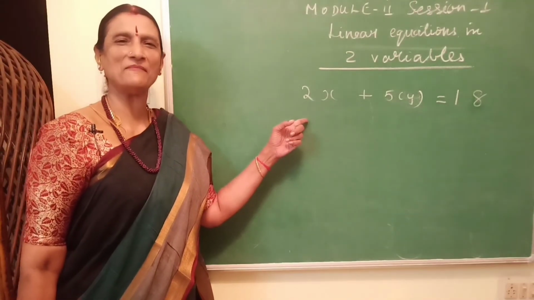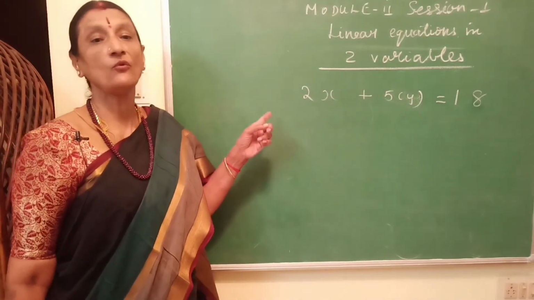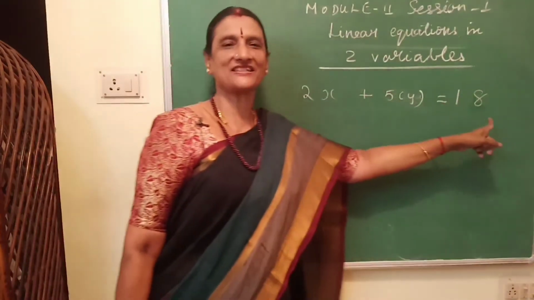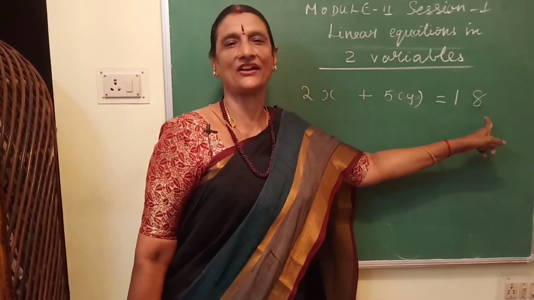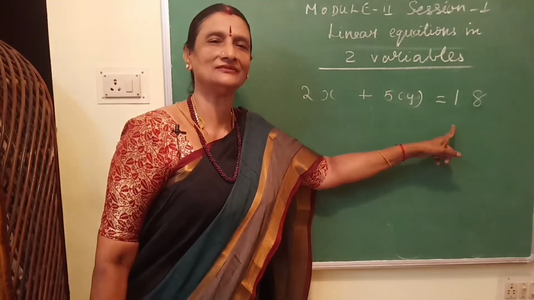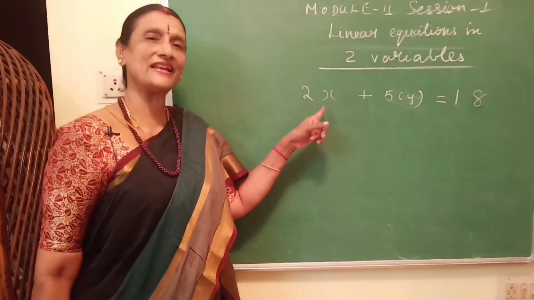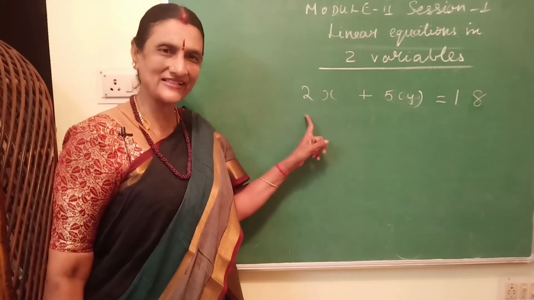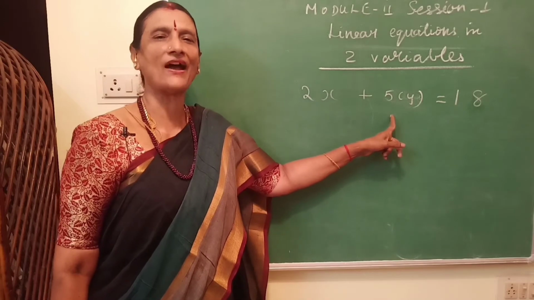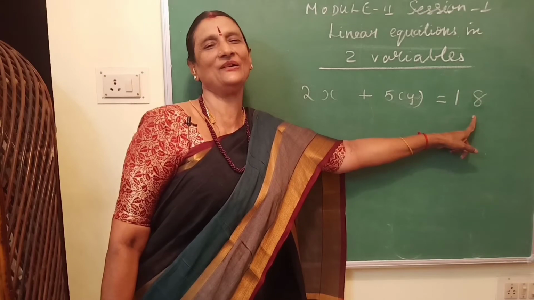Now look at this example. 2x plus 5y is equal to 18. I want you to connect it with a real example. You are traveling a distance of 18 kilometers. You are just on a holiday. You are just planning to go for a distance of about 18 kilometers. With a speed of X kilometers, you travel for 2 hours. With a speed of Y kilometers, you traveled for 5 hours. So the total distance is 18 kilometers.